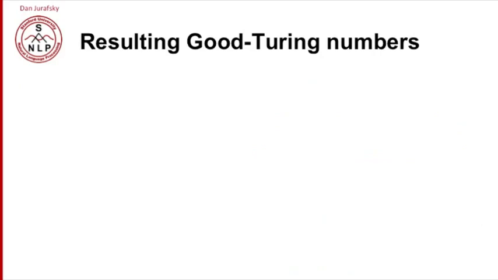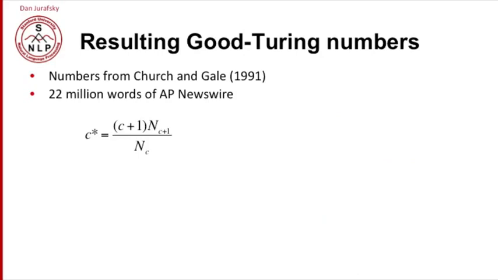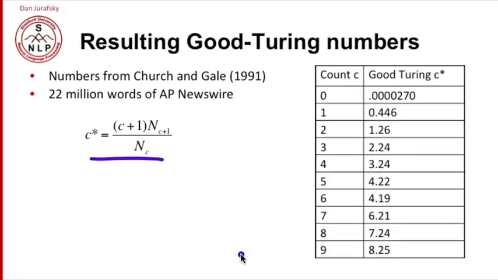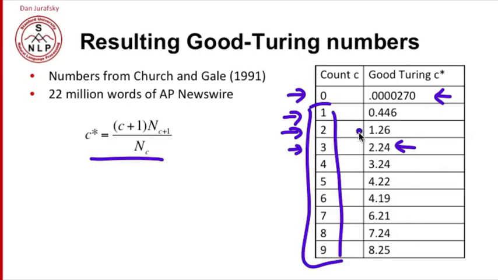So let's look at the resulting Good-Turing numbers from one example. Here are numbers from a Church and Gale experiment where they used 22 million words of AP Newswire. Just to remind you, here's the Good-Turing equation: the count C star is C plus 1 times N sub C plus 1 over N sub C. Here's the original count, C. Here are the zeros, now replaced by the Good-Turing estimator with a little extra probability mass from N sub 1. Here are the ones, all turned into 0.446. All the things that occurred with count 2 now occur with count 1.26. All the things with count 3 occur with count 2.24. So each of our counts has been discounted to a lower number to leave some room for the things with zero count.